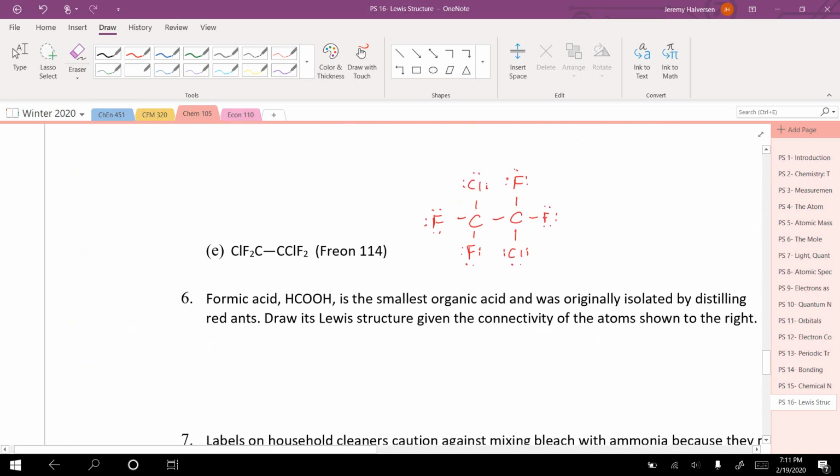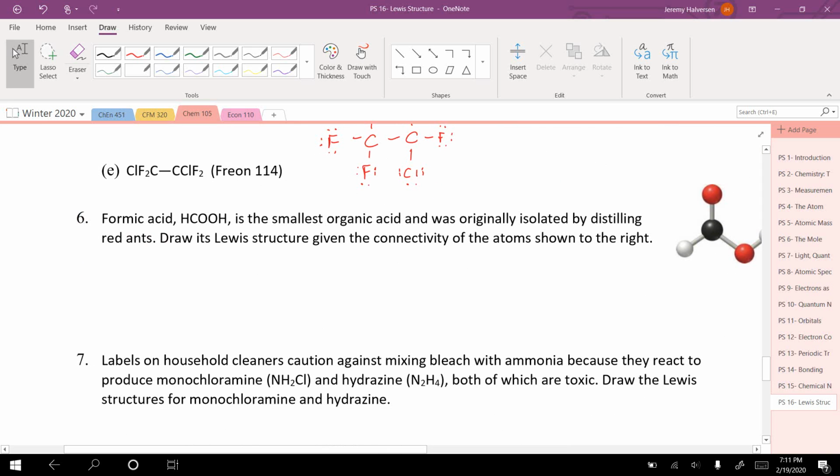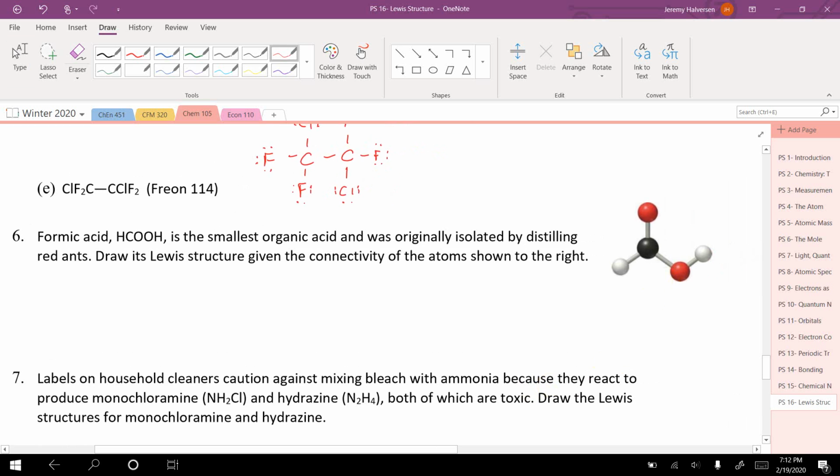All right, formic acid, HCOOH, is the smallest organic acid and was originally isolated by distilling red ants. Draw its Lewis structure given the connectivity. So they give you this connectivity. Okay, whites are going to be hydrogens, blacks are going to be carbons, reds are going to be oxygens. So I've got a carbon, oxygen, hydrogen, and you don't have to draw them at those angles. I'm not going to. Carbon, oxygen, hydrogen, oxygen, hydrogen.